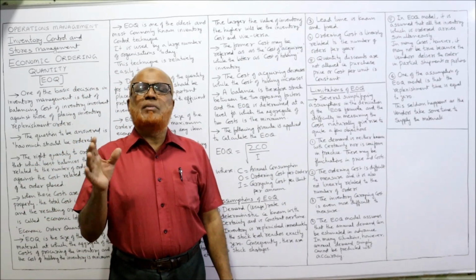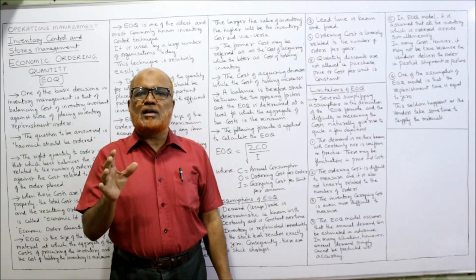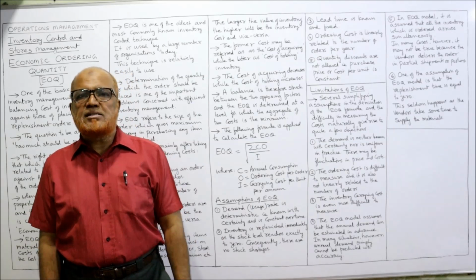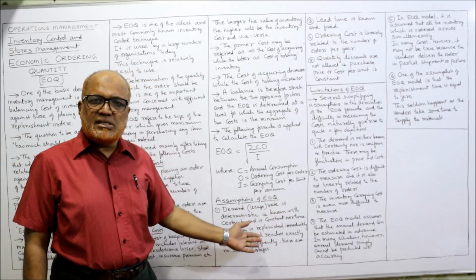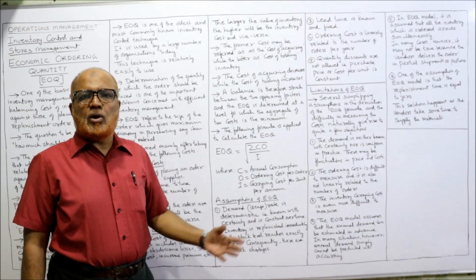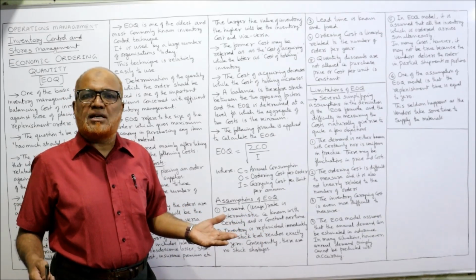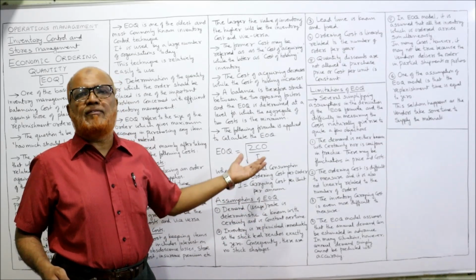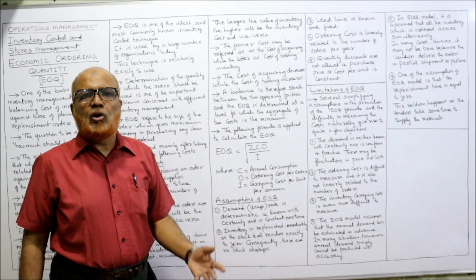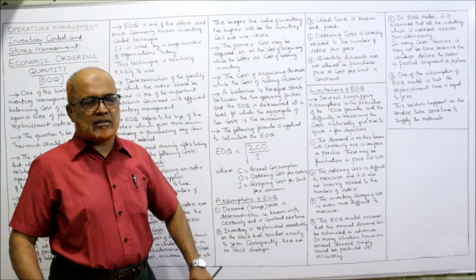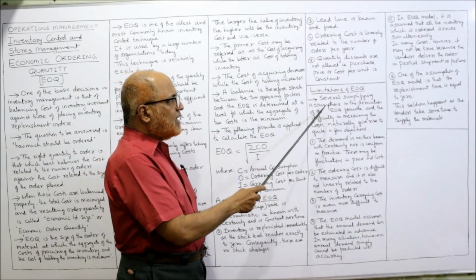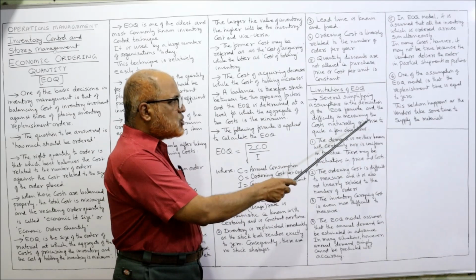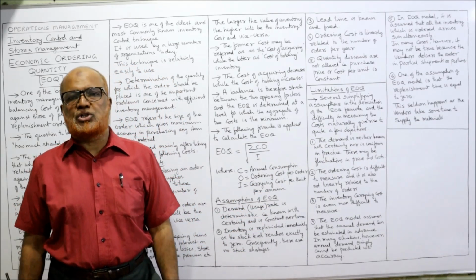This EOQ model has many advantages. It is a widely used technique of deciding how much quantity to order at a time. But there are some limitations. The assumptions themselves are the limitations, because most of the assumptions are unrealistic. They are not practical. So when it is not practical, then definitely our result of EOQ will not be as exact as we expect. So there are several simplifying assumptions in the derivation of the EOQ formula, and the difficulty in measuring cost naturally gives rise to quite a few objections.